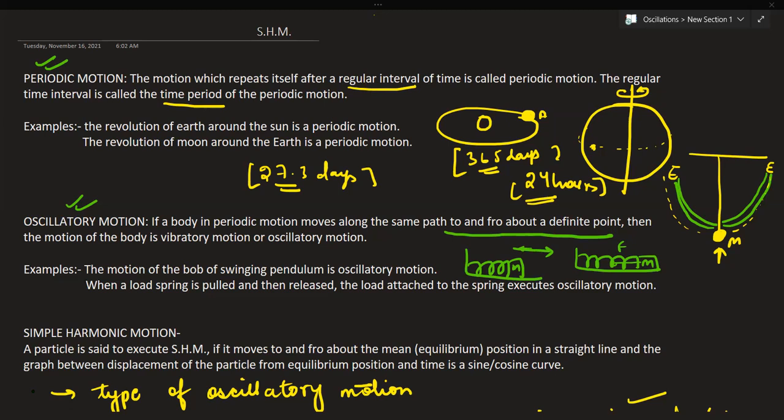Is the basic theory clear to all of you? Yes, ma'am. Just note down the definitions.